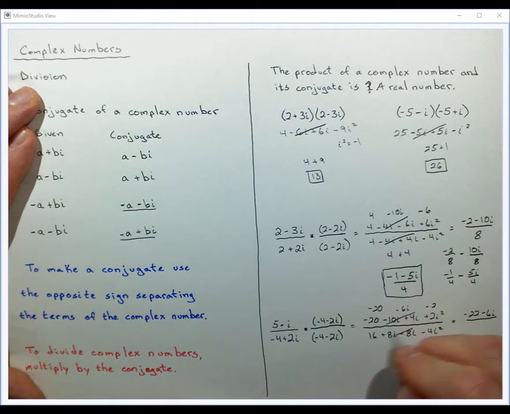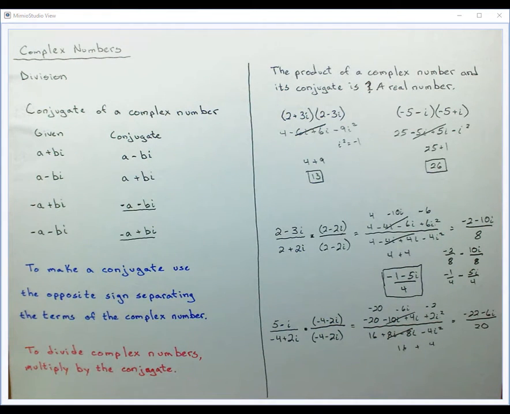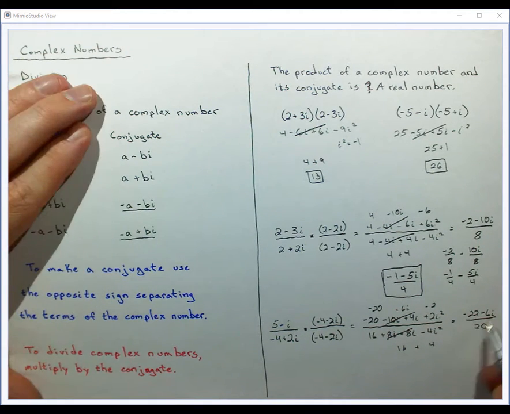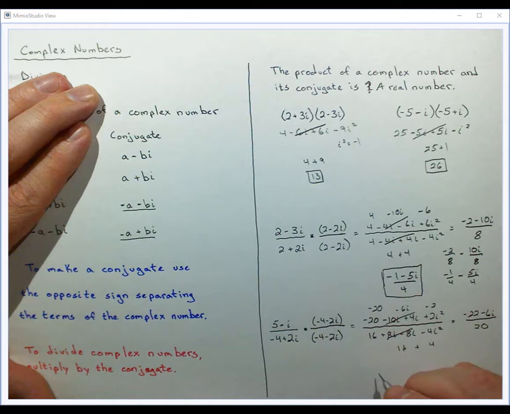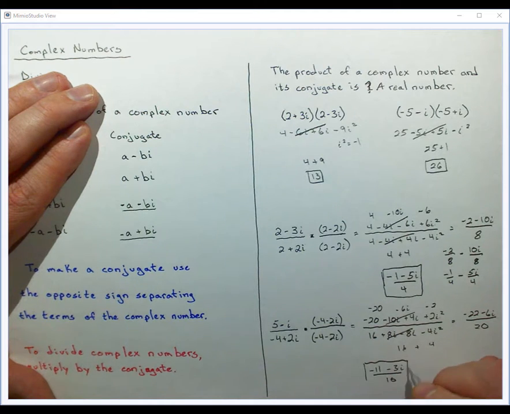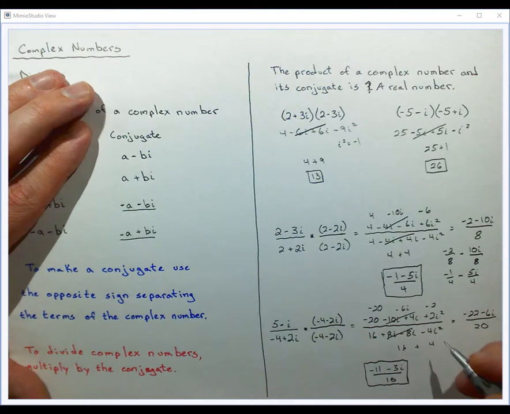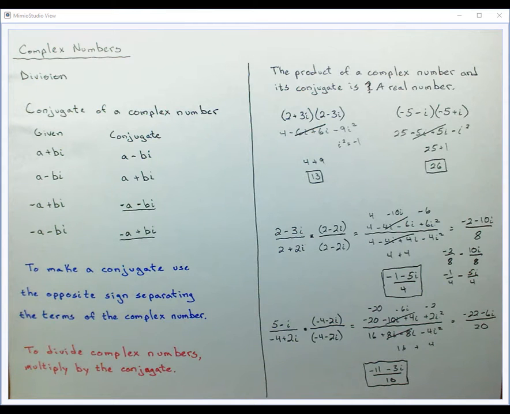Down here, middle terms cancel. This is the same as a negative 4 times a negative 1, so that's 4. So I have 16 plus 4, that is 20. Again, I need to simplify that expression. What number will go into all three of these terms? Number 2. So I have a negative 11 minus 3i over 10. And that is my answer. So our division problem actually turns into a multiplication problem.